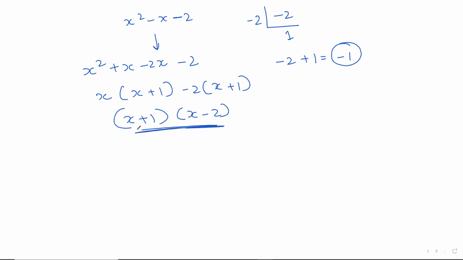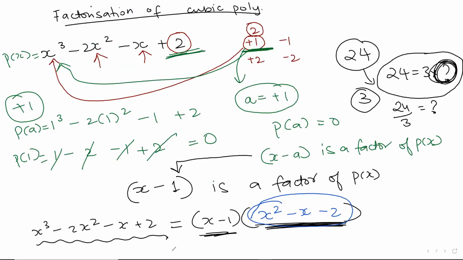So this term, we could factorize it further into two more factors, right? x plus 1 and x minus 2. So I can write this as x minus 1 as it is, and the blue term, the quadratic one, can be written as x plus 1 multiplied by x minus 2. Am I right? x minus 2, yeah. So this was the whole process of factorizing a cubic polynomial.